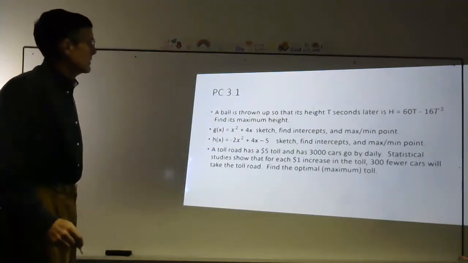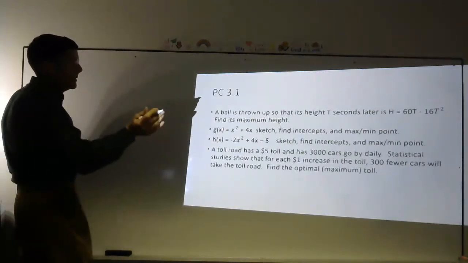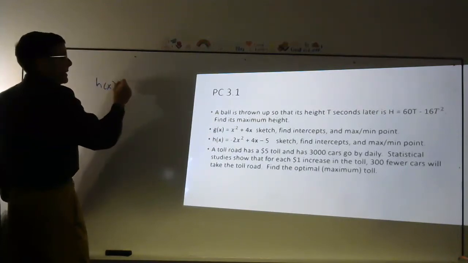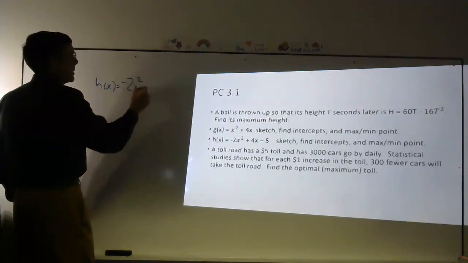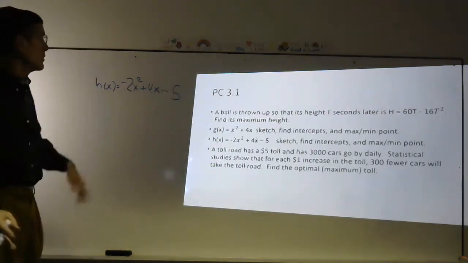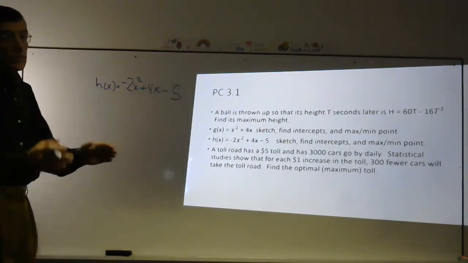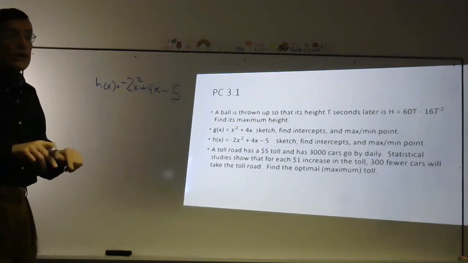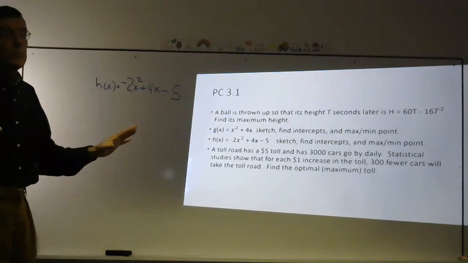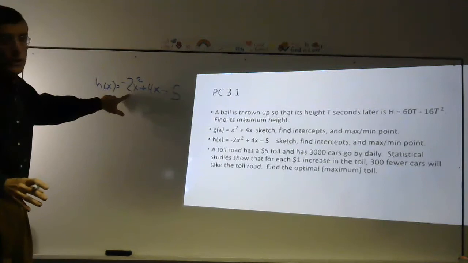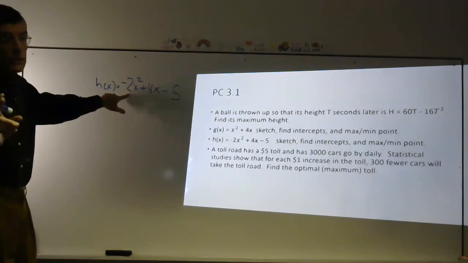All right, next one. Same thing, doing exactly the same thing. So I have h of x, negative 2x squared plus 4x minus 5. You should know before we even get started, a number is going to make it narrow, negative sign, open down. So even before we even do any bit of work, you know instantly what it's going to look like. It's going to be a little tricky because there's a number in front of the x squared.